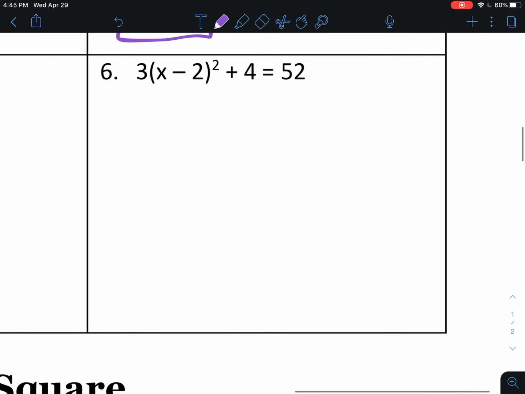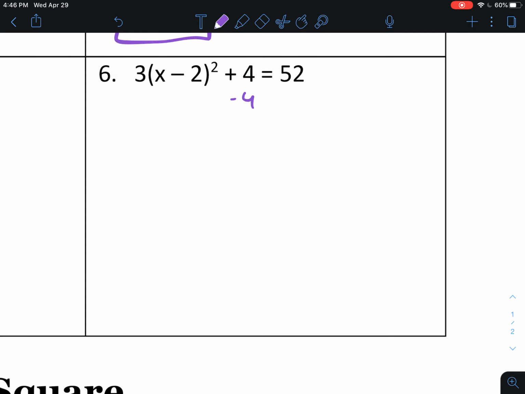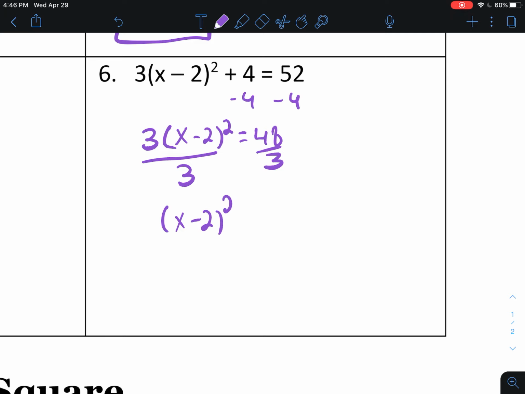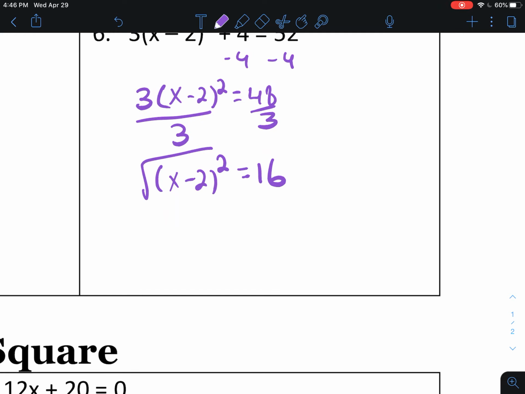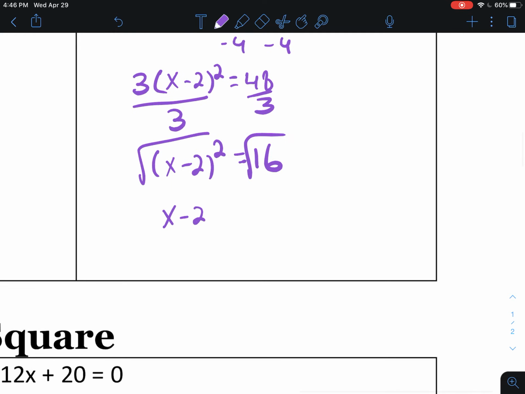Okay? And then the last one here, number 6, the first thing you need to do is subtract 4 from both sides. That gives us 3 times x minus 2 squared is equal to 48. Now we're going to take 48 and divide it by 3. That'll get the 3 off of the front of that parentheses. That's going to leave us with x minus 2 squared. 48 divided by 3 is 16. And then we square root both sides, and we get x minus 2 is equal to plus or minus 4.